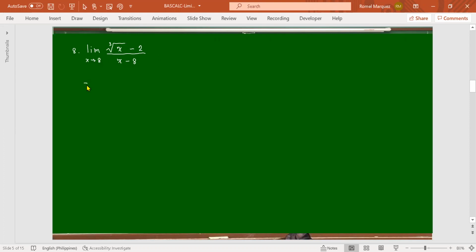Okay? What's the limit of the new denominator? 0. Limit of the numerator, cube root of 8 minus 2. Is it 0 also? So yes, 0 over 0. Cut me if I commit mistake, ha guys? So what multiplier am I going to have to get rid of the radical in the numerator? Para makaproduce tayo ng factor na x minus 8. Ano yung multiply ko, guys?